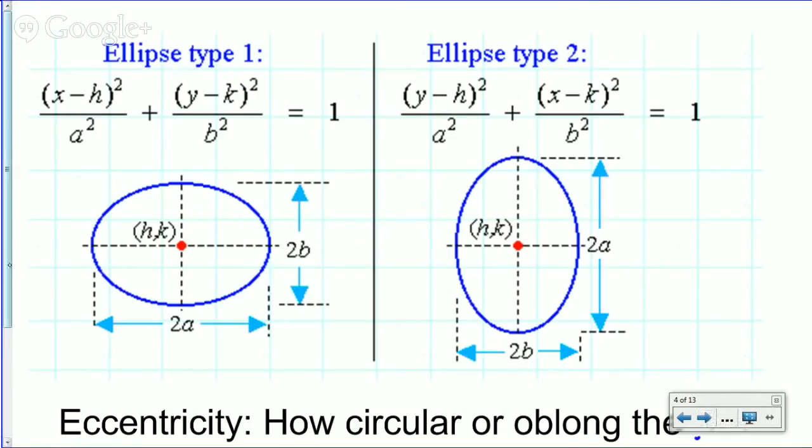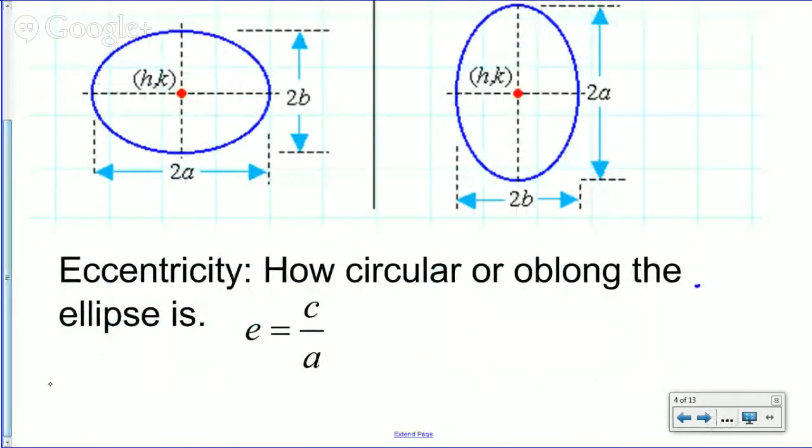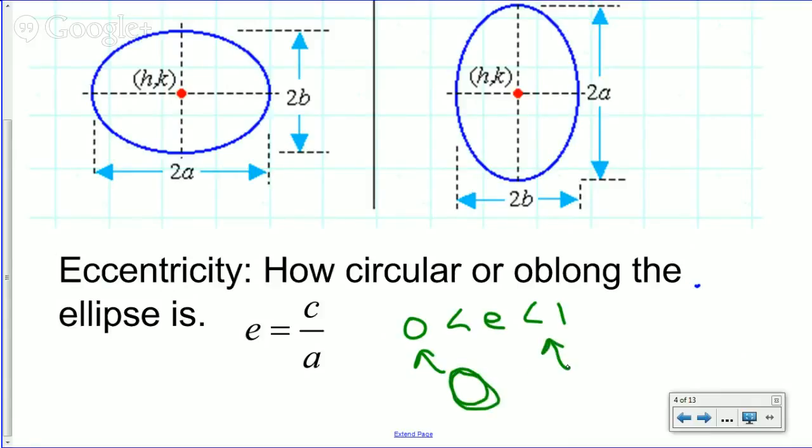Okay, and then here we've got eccentricity. Eccentricity is how circular or oblong the ellipse is. So we take e, which is equal to c over a, and that number has to be between 0 and 1. If it is closer to 0, it's going to be more circular. And if it is closer to 1, it's going to be more oblong or lengthened out.